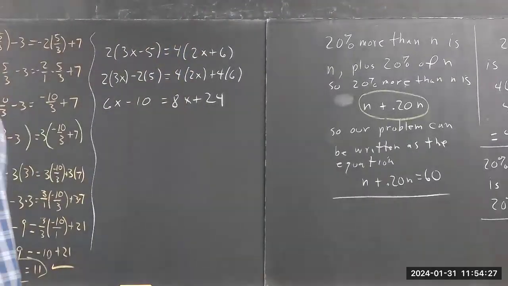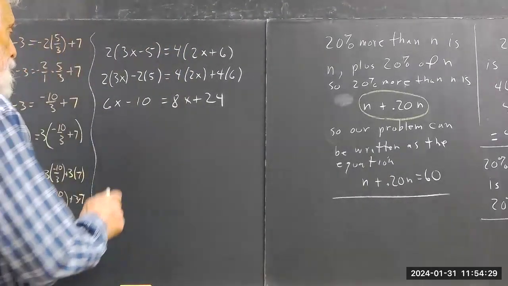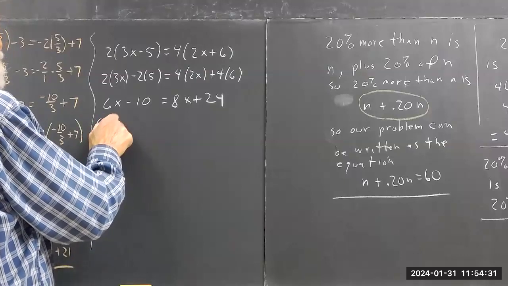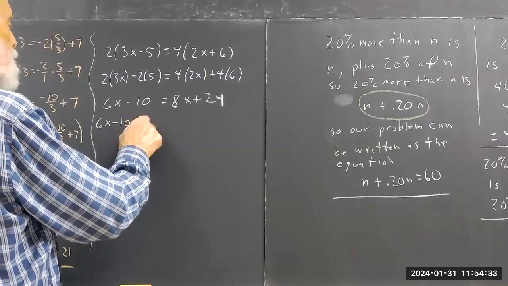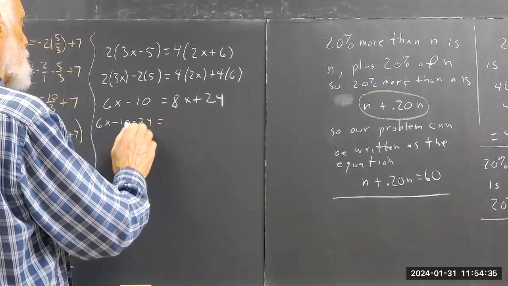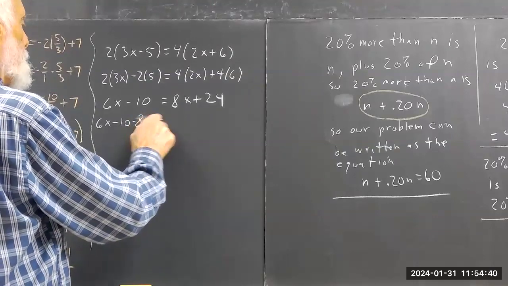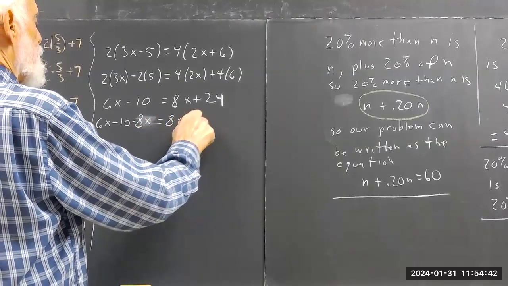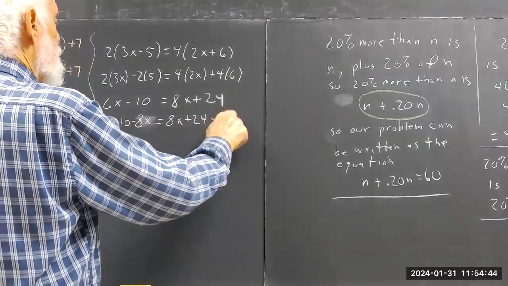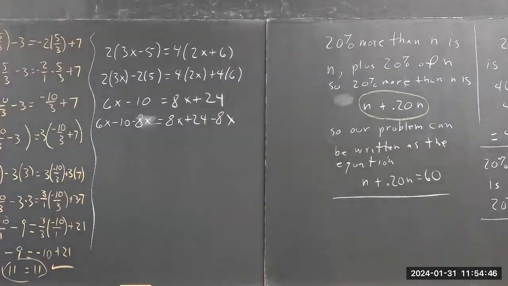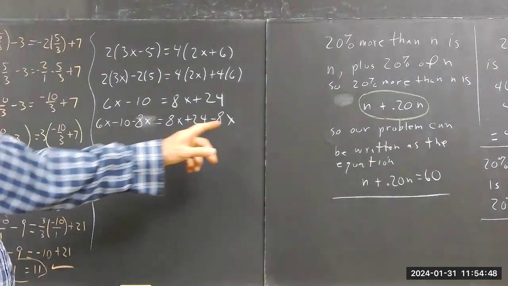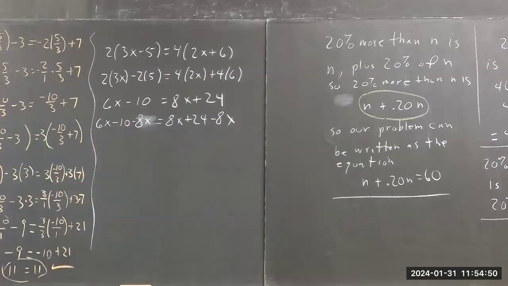So I'm going to write down the steps. I'm going to skip a couple of steps. I'm going to do 6x minus 10 minus, no, sorry, minus 8x. I'll move the x's over here. Equals 8x plus 24 minus 8x. Okay, I subtract the x's from both sides.